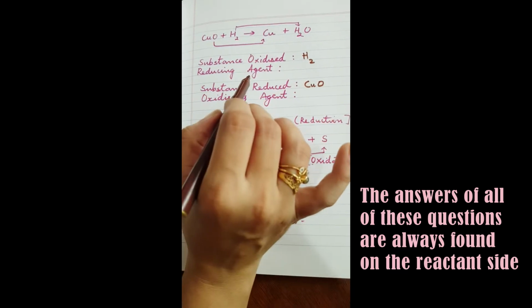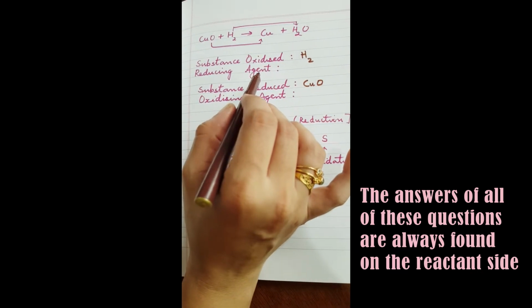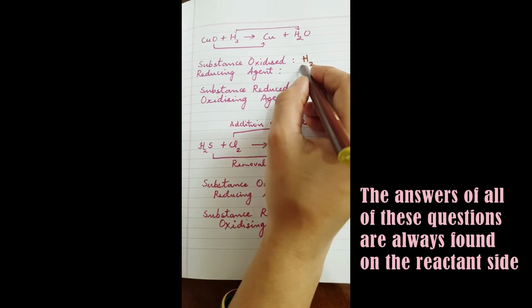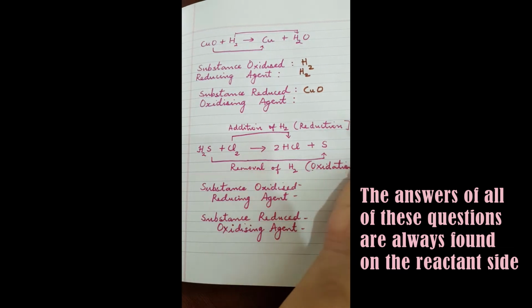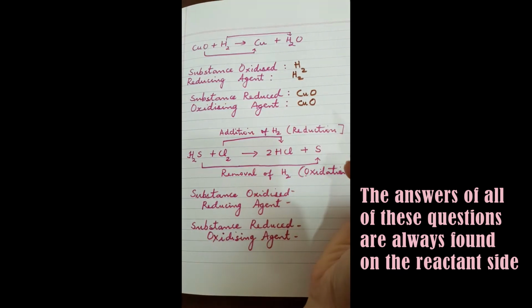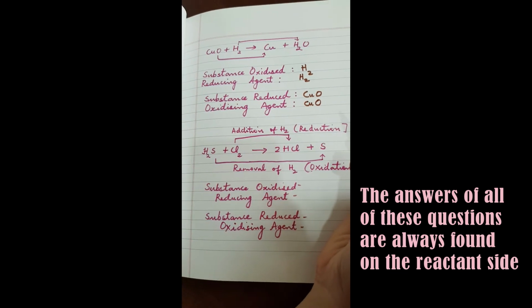A reducing agent is any substance that undergoes oxidation. So what undergoes oxidation? Hydrogen. So the reducing agent is hydrogen. And an oxidizing agent is any substance that undergoes reduction. So copper oxide is the oxidizing agent here.